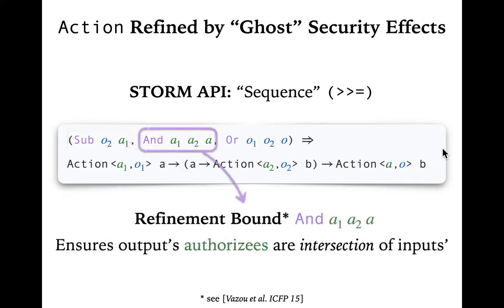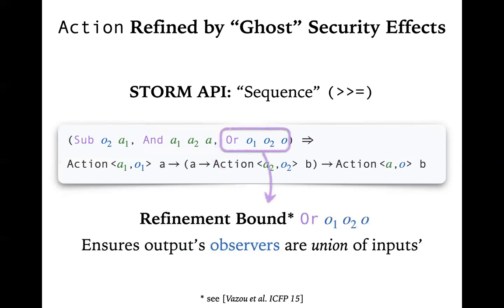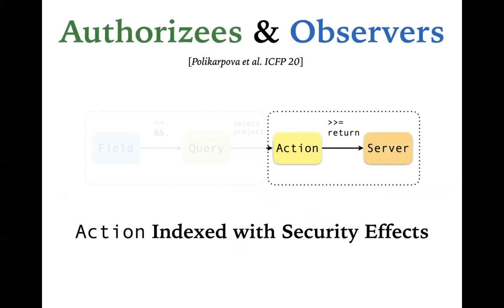Second, we want the authorizees of the composed action to be the intersection of the authorizees of the first two actions. So if you take the authorizees of A1 and the authorizees of A2, only then can you be authorized to see the results of the entire computation, okay? The observers, on the other hand, are the union of the observers of this one and this one, okay? And so you can write a little Horn clause that lets you say that. And so all we have to do is say, okay, this is the type of the sequencing operator, and that's basically it. That's how we encode the information flow.